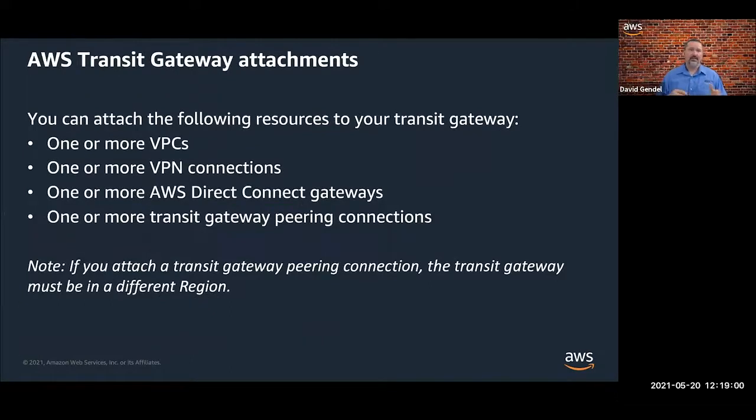Some key points about the attachments. A transit gateway attachment can be both a source and a destination of packets, right? You want to remember that when you're thinking about your routing rules. And you can attach different types of resources to your transit gateway: one or more VPCs, one or more VPN connections, one or more Direct Connect gateways, also other transit gateways so that you can peer across regions. So you have a lot of different options in how you shape your environment.